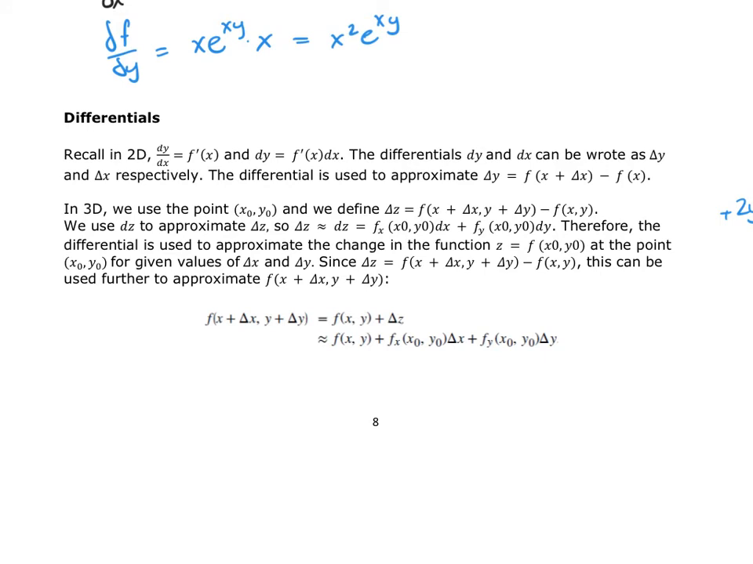Then we also get differentials. So if you remember in 2 space, we had something that looked like this. The delta x is a differential, and the delta y is a differential. And in 3 space, it's going to look something similar. It's going to look like this: f of x, y, plus the partial derivative with respect to x at x naught, y naught, multiplied by its differential, and then the partial derivative with respect to y evaluated at x naught, y naught, and its differential.